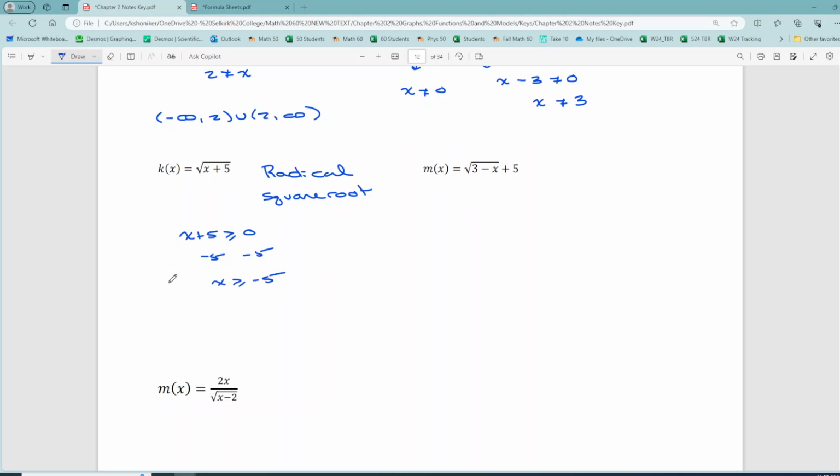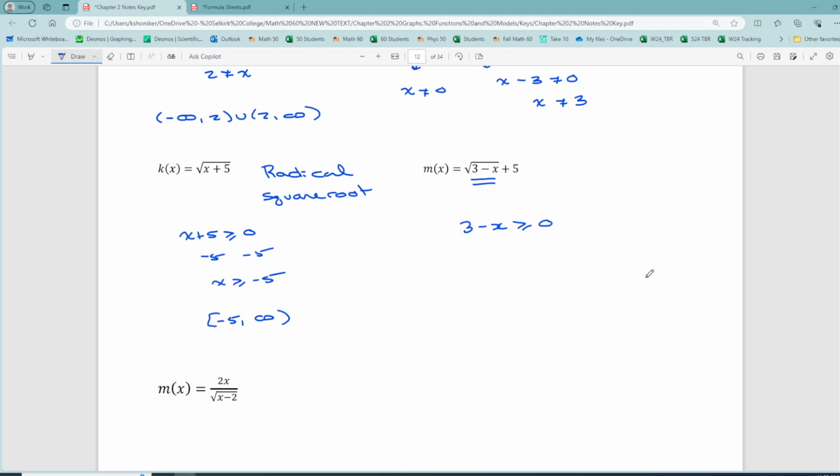Now again, I'm totally fine with this set notation answer. I think the textbook switches to interval notation. So you could say any value greater than or equal to negative 5 would be negative 5 to infinity. This is another radical and specifically square root function. And again, it's what's underneath the radical sign. So it's the radicand that you can't take the square root of a negative. So 3 minus x has to be greater than or equal to 0.